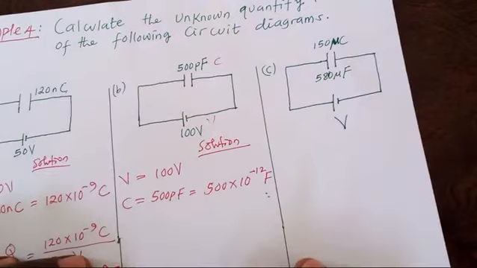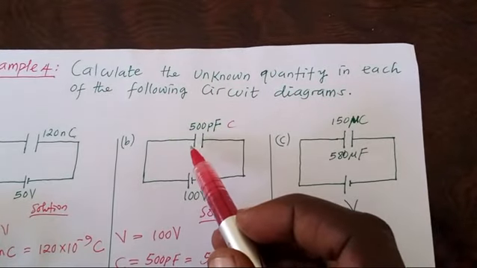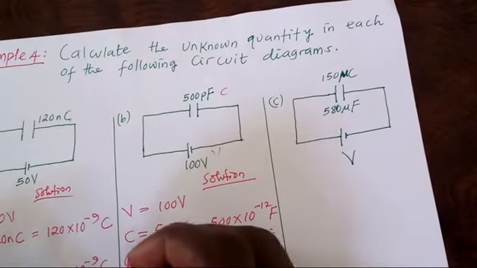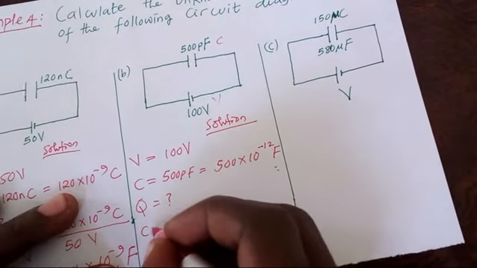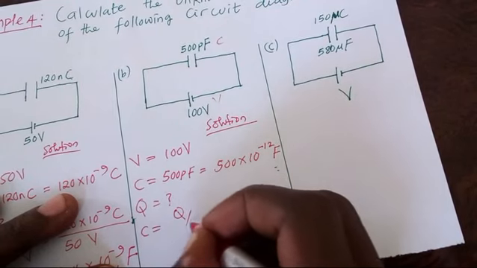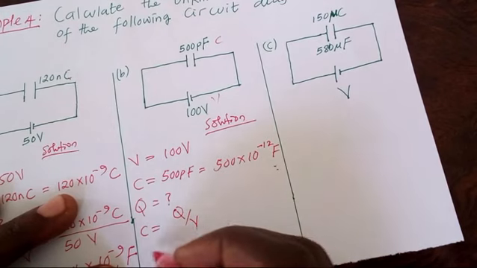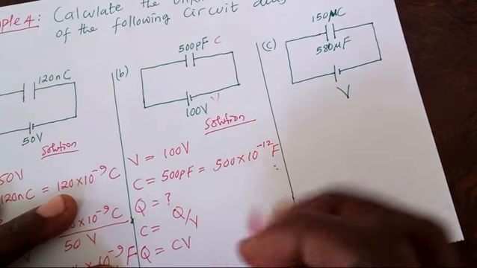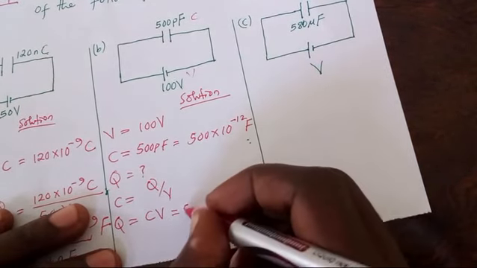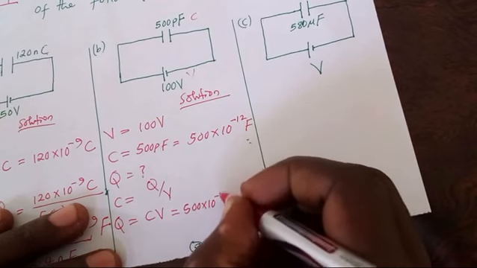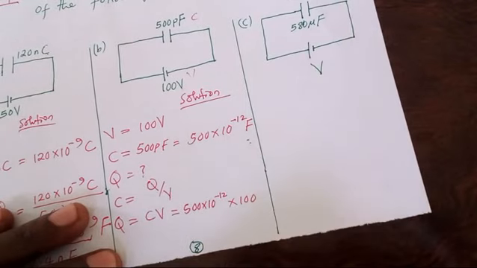Okay, what quantity are we not given? We are not given the quantity of charge stored in the capacitor. So our Q is unknown, it is our target variable. We use the formula again. C is equal to Q upon V. Now, if you want to get Q, multiply both sides by V so that your Q is equal to CV. Now substitute: C is 500 times 10 raised to the power of minus 12, times V, and V is 100.